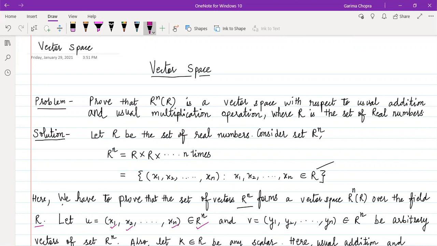So set of vectors V will form a vector space over the field K if all these 10 axioms hold. So in this way, we can check for these 10 axioms and we can conclude whether the given set of vectors V forms a vector space over the field K or not.